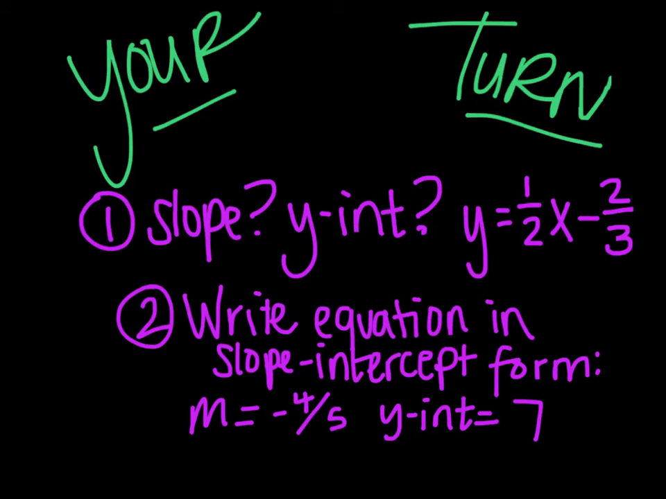Okay, your turn. Please find for number 1 the slope and the y-intercept of the given equation, and then number 2, you are going to write the equation in slope-intercept form given this information. Go ahead and do it, and then check in with me when you are done. Best of luck.